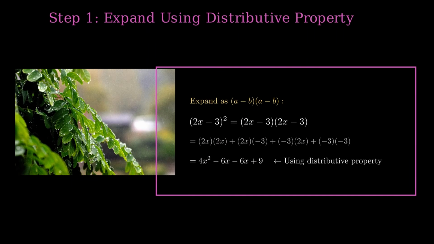The quantity 2x minus 3 squared can be written as 2x minus 3 times 2x minus 3. Distributing the terms, 2x times 2x gives 4x squared, and 2x times minus 3 is minus 6x. Next, minus 3 times 2x is another minus 6x, and minus 3 times minus 3 results in positive 9.